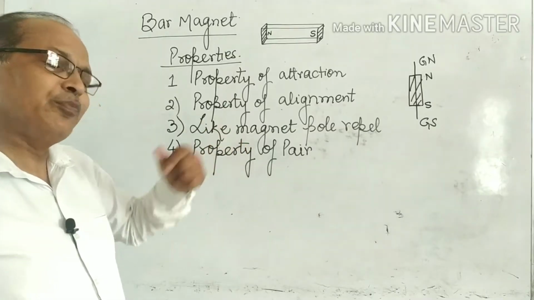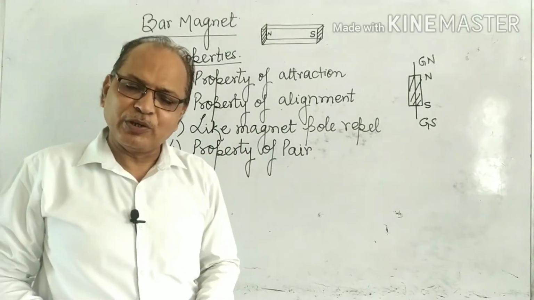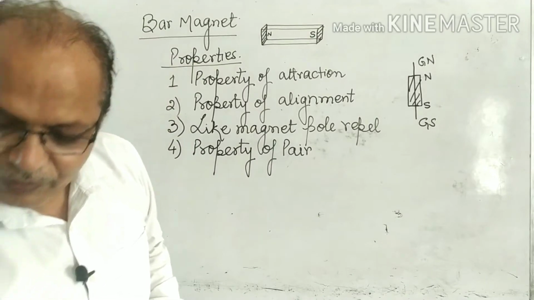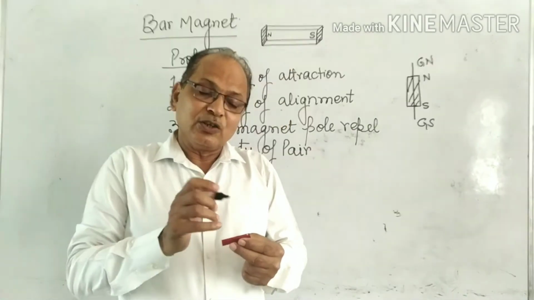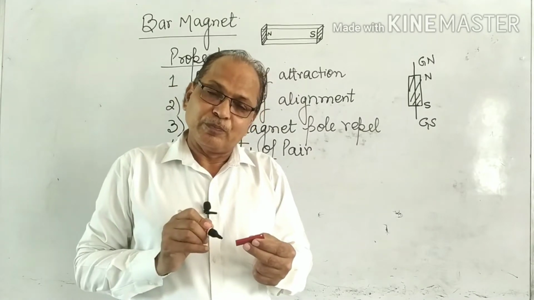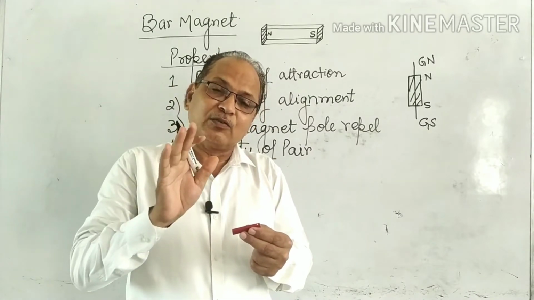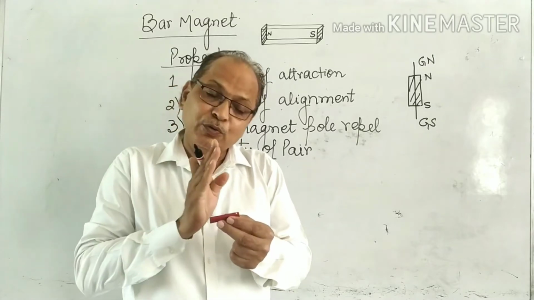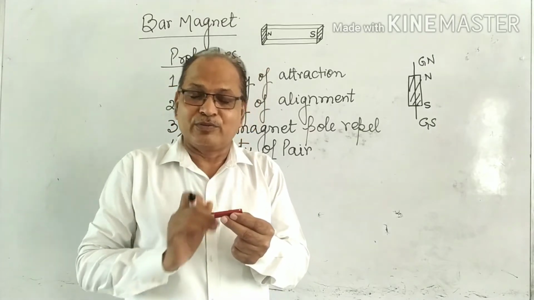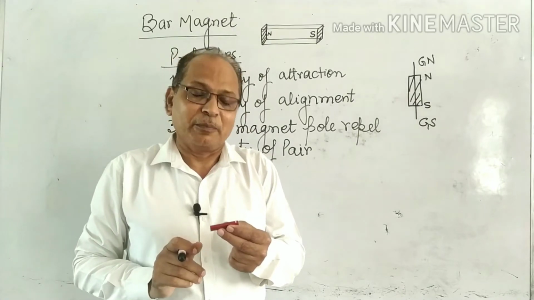Next is the property of pair. What is the meaning of the property of the pair? It means that this is the north pole, this is the south pole. For a magnet, there must always be a north and a south pole. If you cut it into two halves, then what happens?